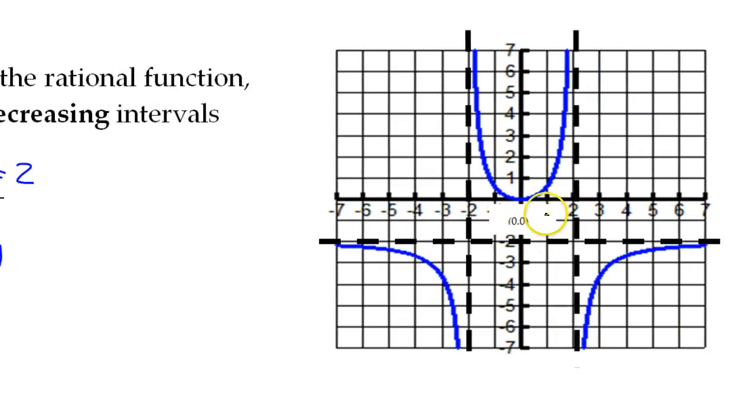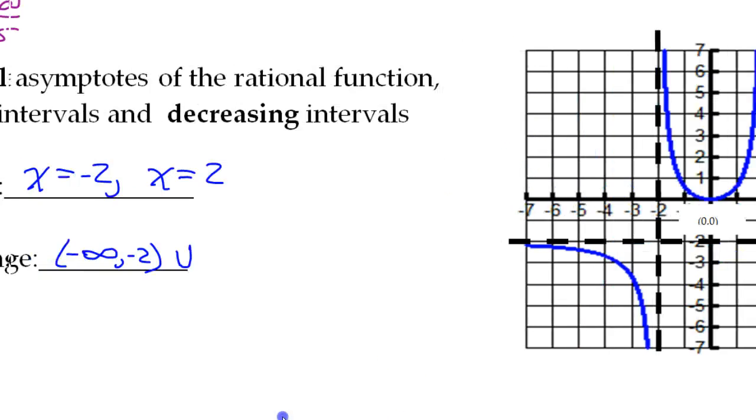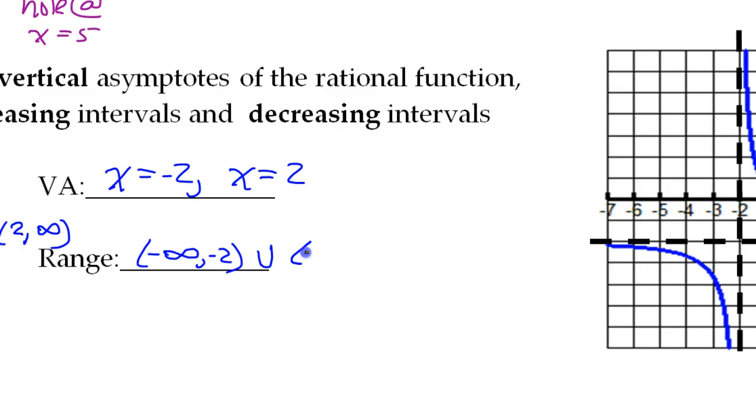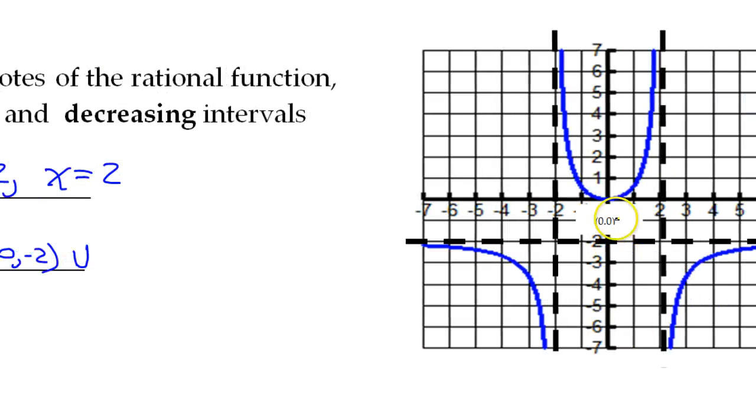Now then there's a jump, there's a gap from -2 to 0. So then the function picks up, and we have y values again from 0 to infinity. By the way, the 0 is not an asymptote. The graph touches 0, no problem. It includes 0. So we will do a square bracket on the 0, 0 to infinity.